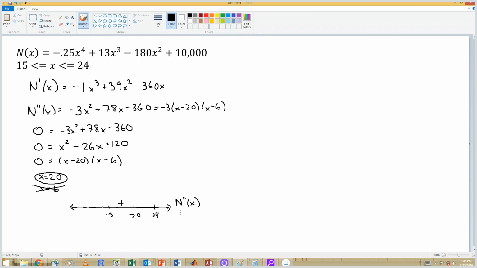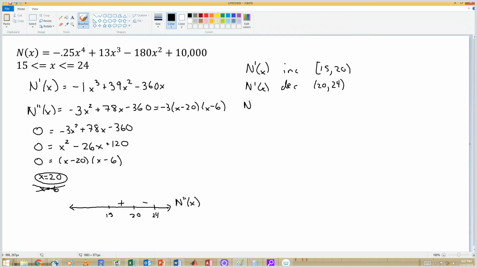That means the first derivative, the rate of change, is increasing. If I look between 20 and 24, let's say 22, we've got a negative number times a positive, and so the first derivative is decreasing. So we have the rate of change, N prime of x, is increasing on 15 up to 20. We have N prime of x is decreasing from 20 up to 24.